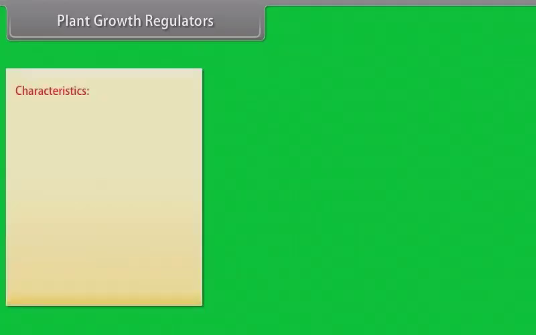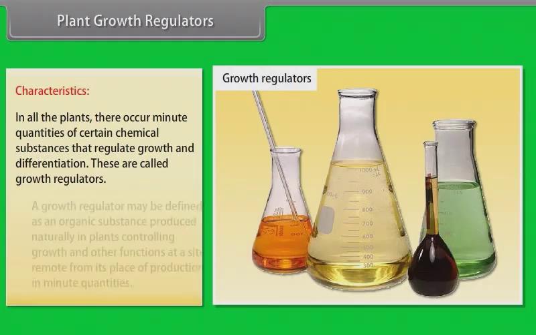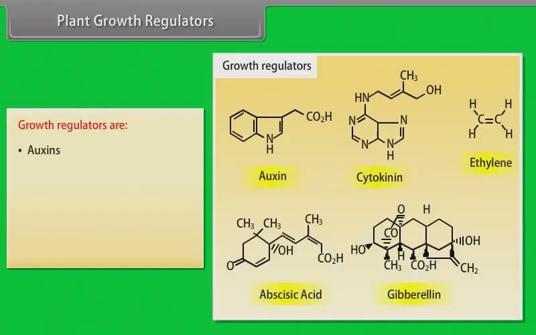Plant growth regulators. Characteristics. In all plants, there occur minute quantities of certain chemical substances that regulate growth and differentiation. These are called growth regulators. A growth regulator may be defined as an organic substance produced naturally in plants controlling growth and other functions at a site remote from its place of production, in minute quantities. These are Auxins, Gibberellins, Cytokinins, Ethylene, and Abscisic Acid.